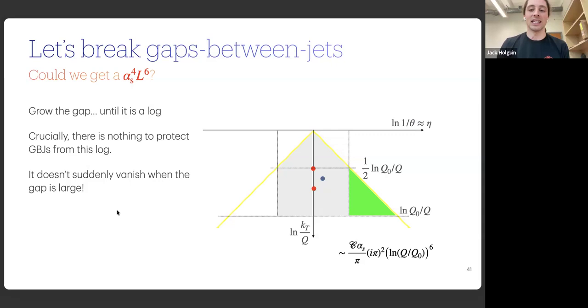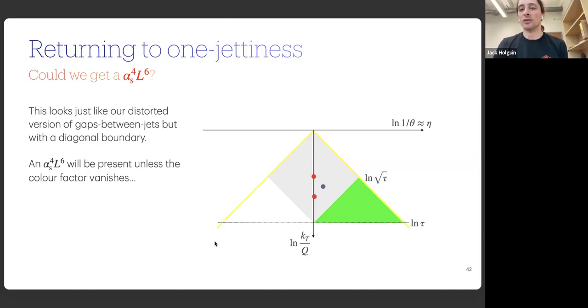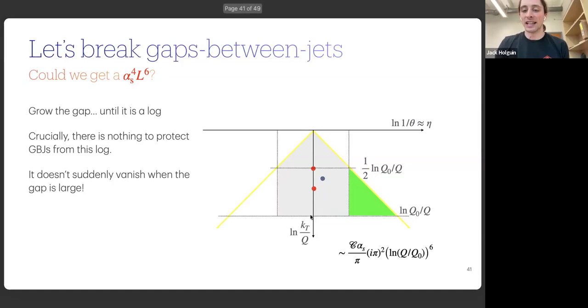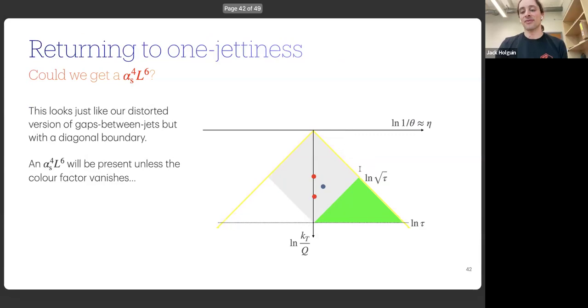I only need to slightly modify my diagram and I've got the jettiness observable. If I just make this line here diagonal, this is now jettiness. And instead of it being log the square root of q naught over q, it's just log the square root of tau. So this would lead us to believe that there could be an alpha s to the 4 log to the 6 in jettiness, unless something miraculously cancels it. And that miraculous cancellation will have to be from doing the color algebra.